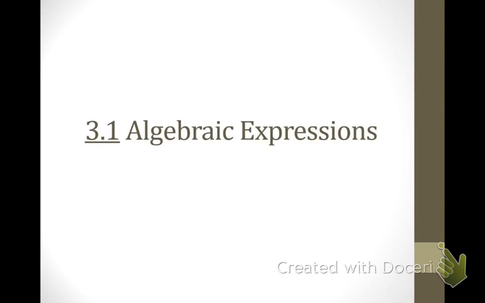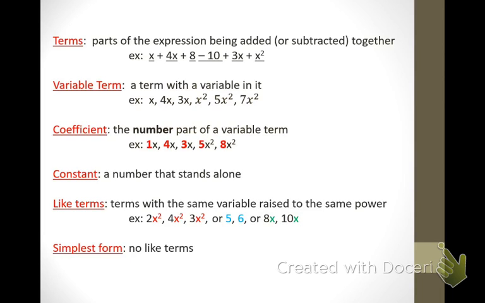We're starting a brand new section today called 3.1 Algebraic Expressions. There's quite a few terms that I want to teach you today, so go ahead and write these down in your notes. The first word I want to talk to you about today is terms. These are the parts of the expression that are being added or subtracted together.